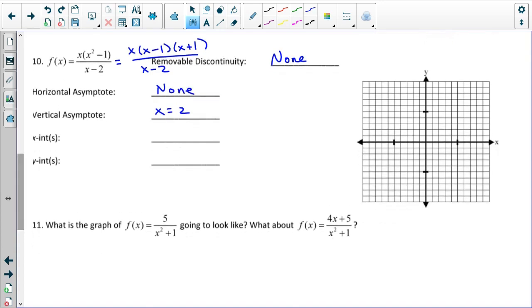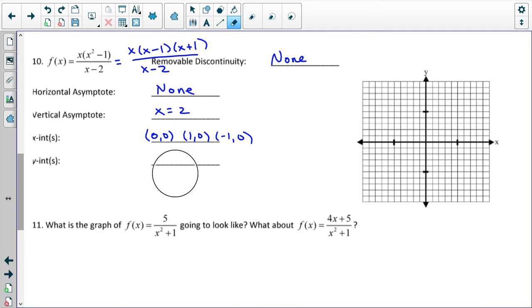My x-intercepts are going to be at x equals 0, 1, and negative 1. I should write those as points. So (0, 0), (1, 0), and (negative 1, 0). My y-intercept is going to be, if I substitute 0 in, I once again don't have one because, or I'm sorry, I do have one. It is at (0, 0) because I already knew that.